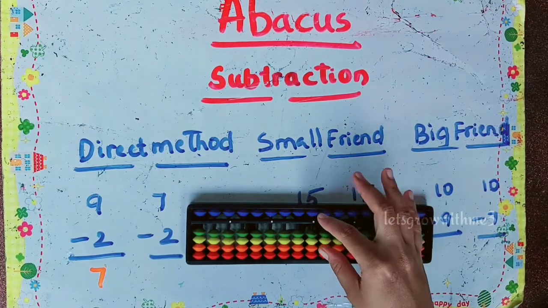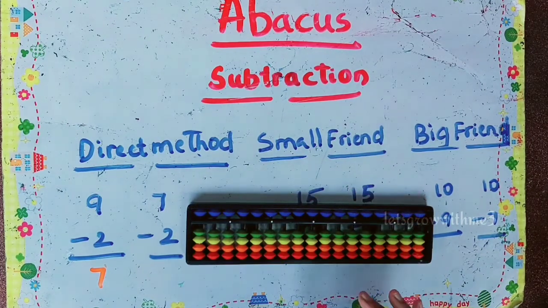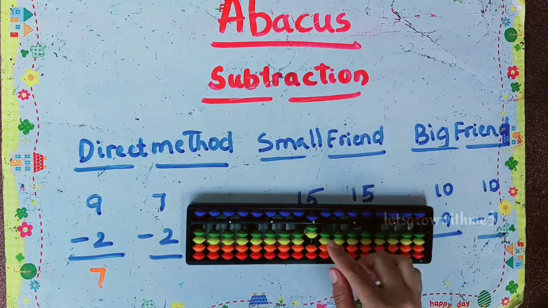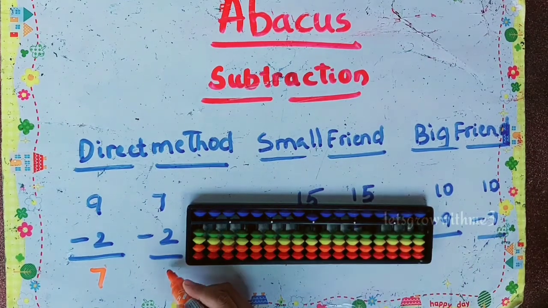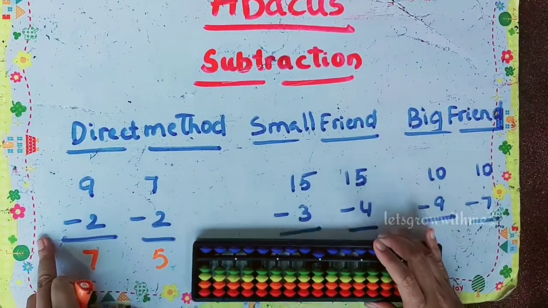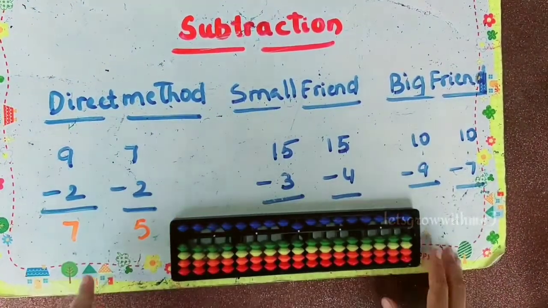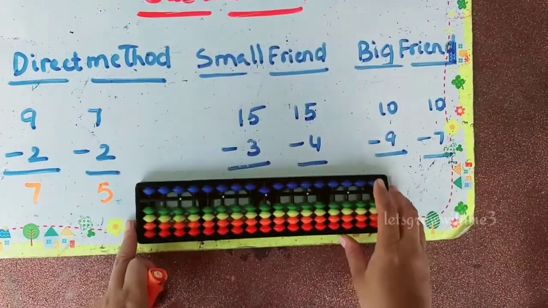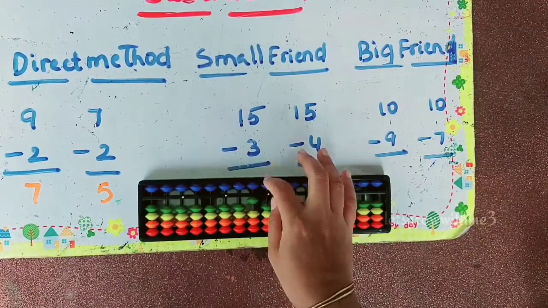Okay. Next question. 7 minus 2. How to set 7? 5 plus 2, 7, then minus 2, which leaves 5. So it's a direct method. No worries, we have all the values, all the beads which we should take out. We are just removing. Next we will see the small friend method.